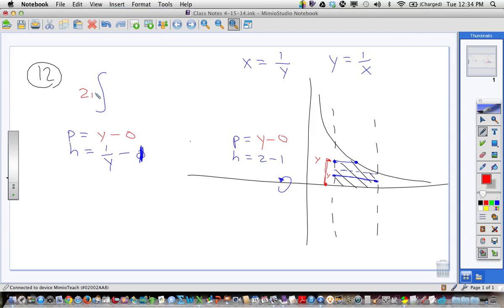So the formula was 2 pi, then p, and then times h. And so for the first part, well, that's actually the top half. And so this is the point 1/2. So these strips are going to go from 1/2 all the way up here to 1. And then the other integral is your 2 pi, p is y, times h, which is 1, dy, and those strips are going to go from 0 up here to 1/2. Okay, and there is the setup for number 12.